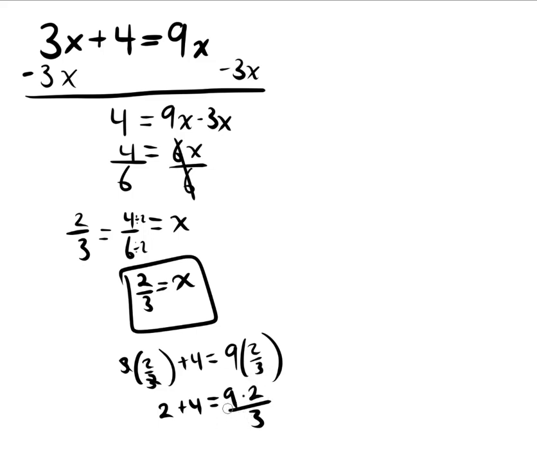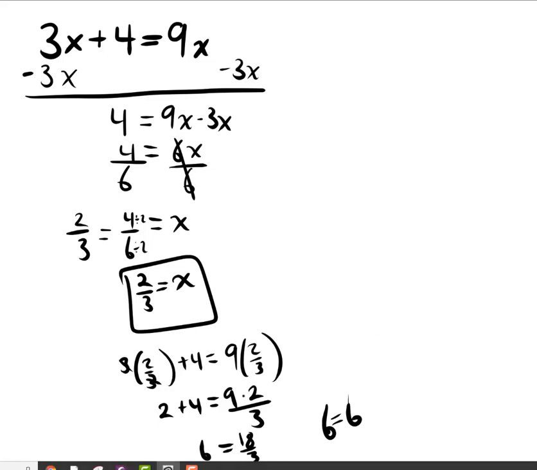So 9 times 2 over 3, which is equal to 18 over 3, is equal to 6, right? But I can simplify this 18 divided by 3 more, and that becomes 6 is equal to 18 divided by 3, which is 6, right? And I'm left with 6 equals 6. And that right there is my check. Since 6 equals 6, then I know I have 2/3 right as my answer.